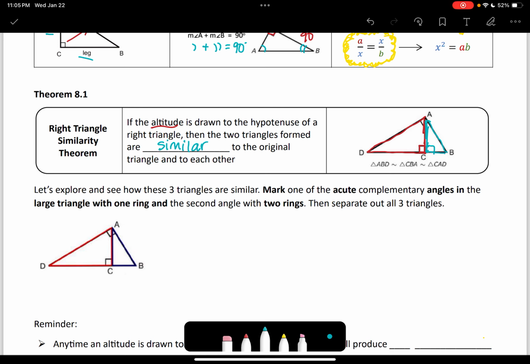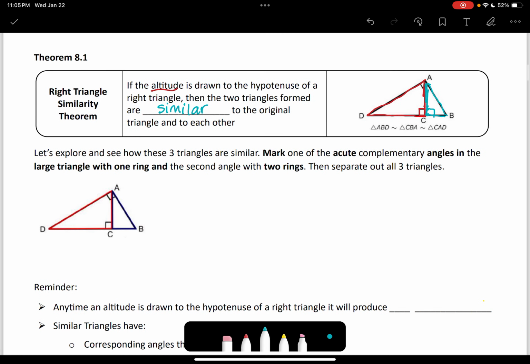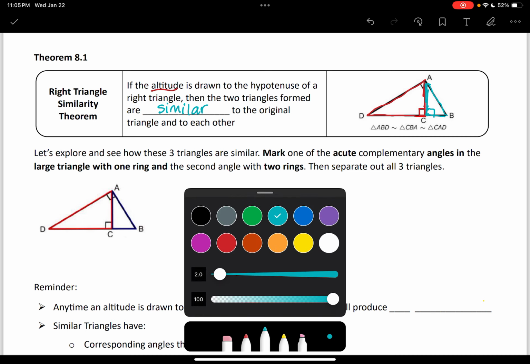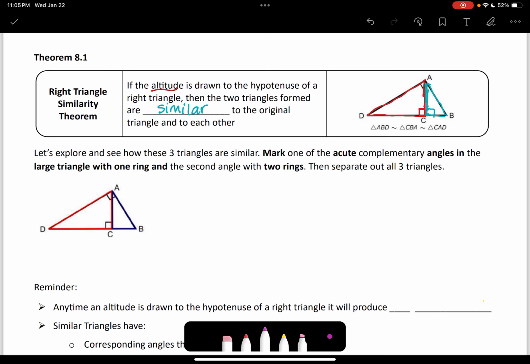Now, that may not be immediately obvious, so let me actually go ahead and show you and prove to you why these triangles are similar. So let's take that same exact picture, and what we're going to do is, to start off, we're going to mark one of the acute complementary angles in the large triangle with 1 ring, and the second angle with 2 rings, kind of like what we did at the beginning when we were doing that little recall section. So what I'm going to do here is I'm going to label this triangle angle with angle D here. I'm going to label that with 1 ring. Actually, let me do that in black so it's easier to see. So we're going to label that with 1 ring, and angle B will be labeled with 2 rings, right?